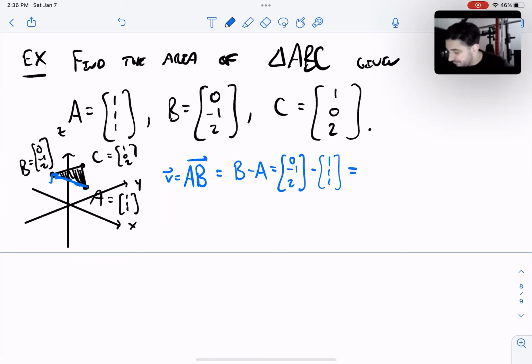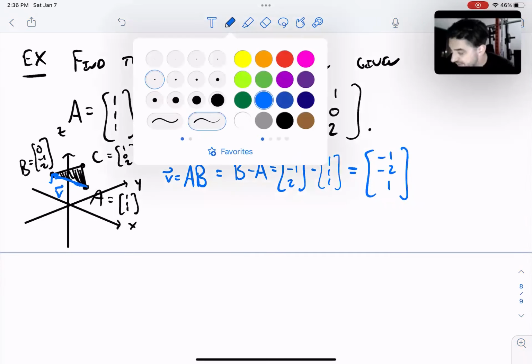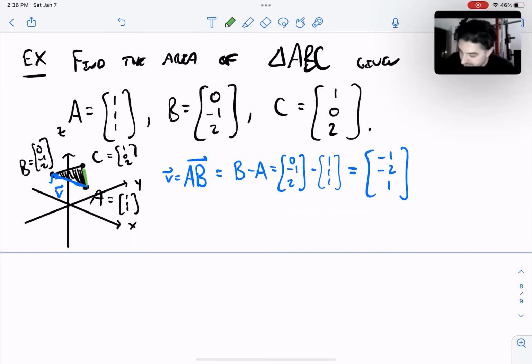Right, what would those coordinates be? It would be -1, -2, and 1. Right? So there's a vector V along that side. Okay.